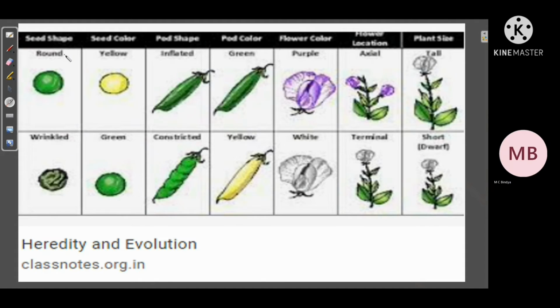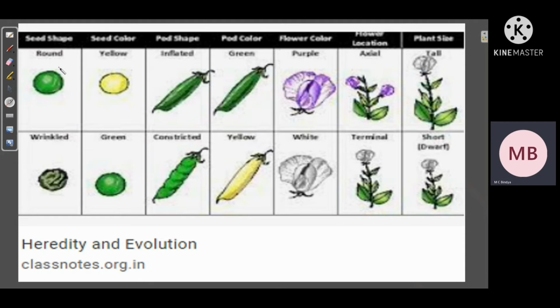height. So in seed shape, there is round and wrinkled as the opposite traits. Seed color, yellow, green. Pod shape, inflated, constricted. Pod color, green, yellow. Flower color, purple, white. The location of flowers, axial or terminal. And plant height, tall pea plant or dwarf pea plant.